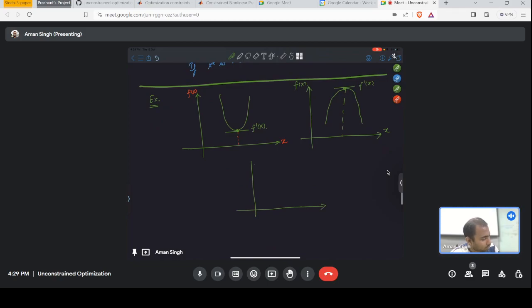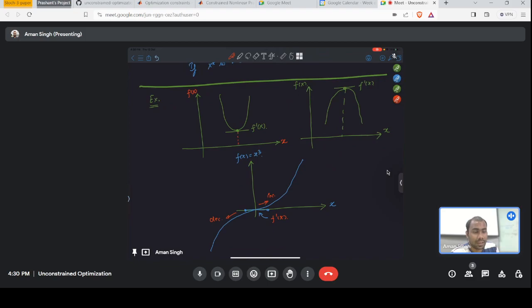Similarly, we can also find functions like x cube, f x equal to x cube. Here f dash x is 0. But on one hand side, the value increases, and on the other hand side, the value decreases. So it's neither minima nor a maxima. Still, the f dash x is 0.